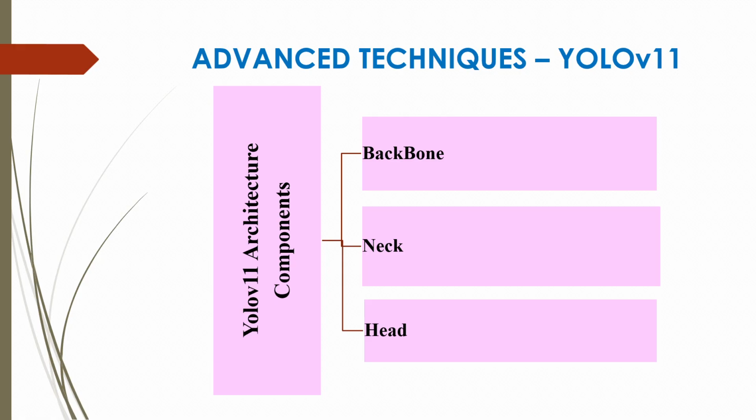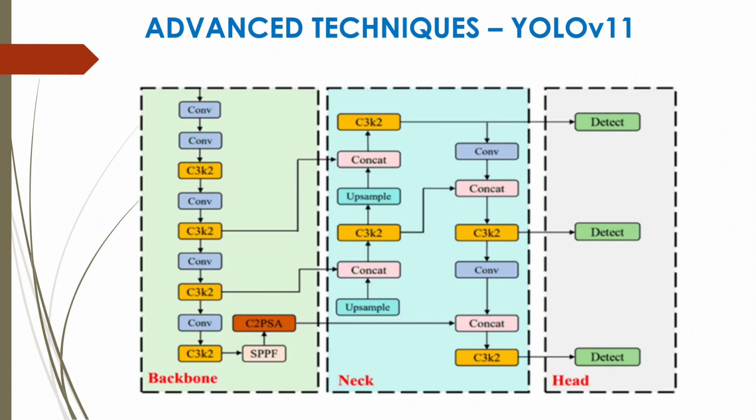Advanced techniques: YOLO level. Mainly we will be using YOLO for object detection. Here you can combine different data, like numeric, textual and image data, and that will be combined and given as input to the YOLO model. It has three major components: backbone, neck and head. This is the entire architecture of YOLO 11.